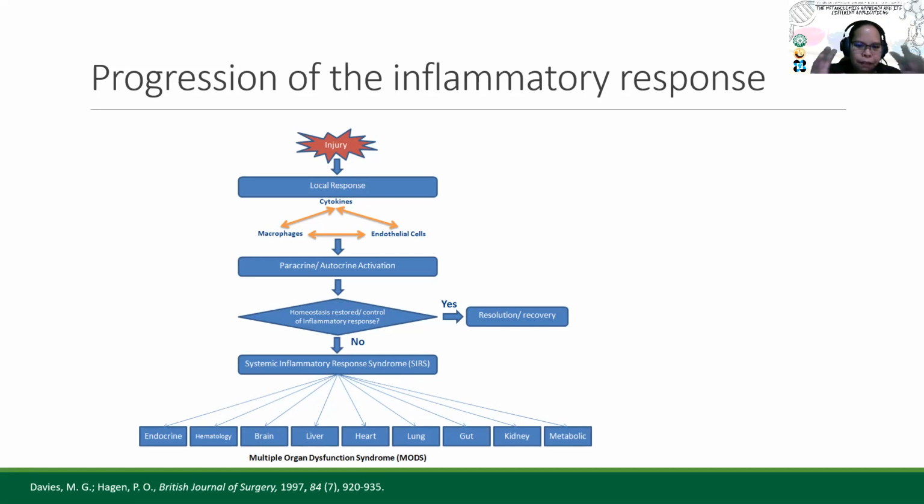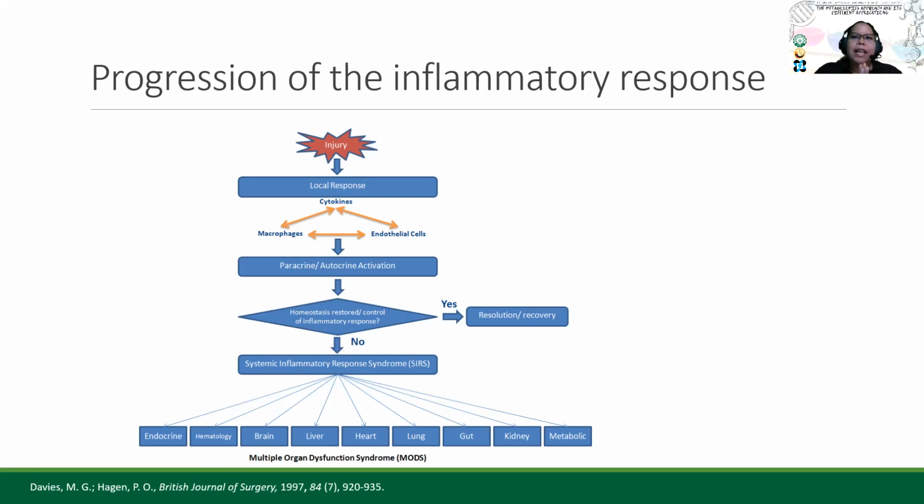Now, if the homeostasis is restored, there is resolution and recovery. But if the reactions or the processes proceed uncontrolled, this can result in systemic inflammatory response syndrome, or SIRS, and subsequently it can affect different organs, and these can eventually lead on to multiple organ dysfunction syndrome, or MODS. So as you can see, the inflammatory response is actually, you can consider it as a double-edged sword.